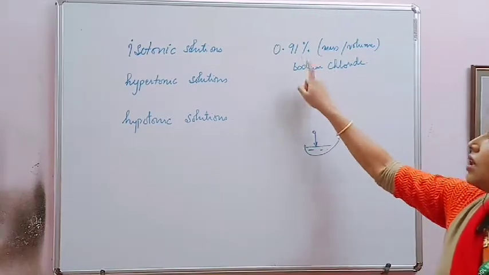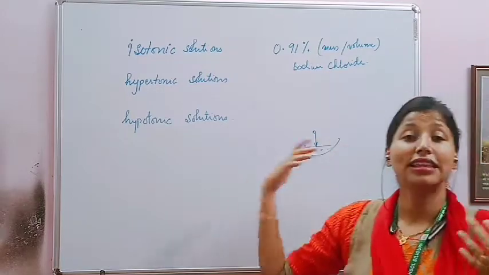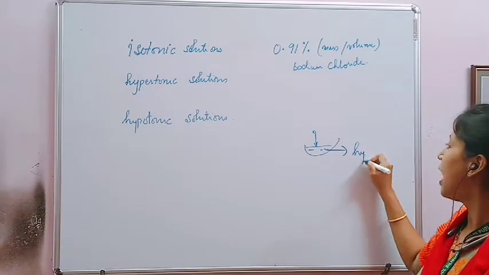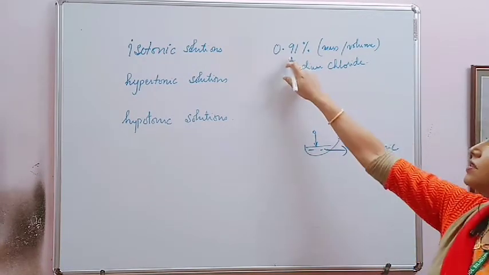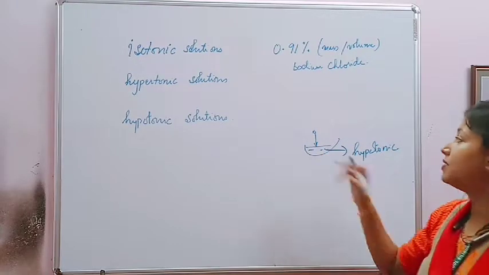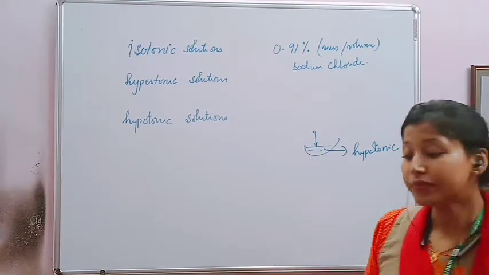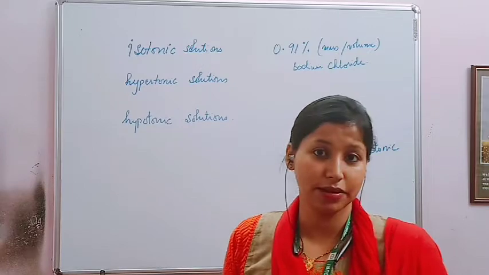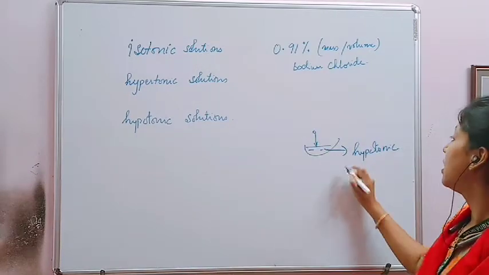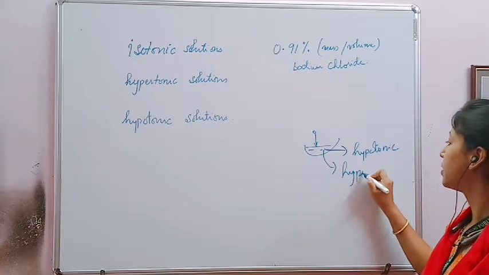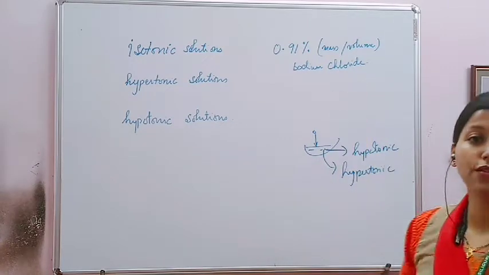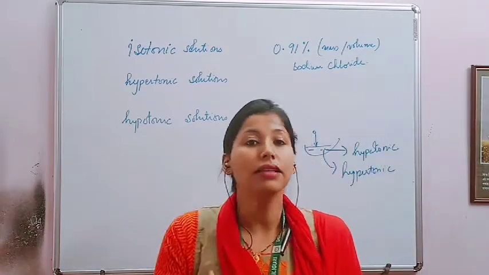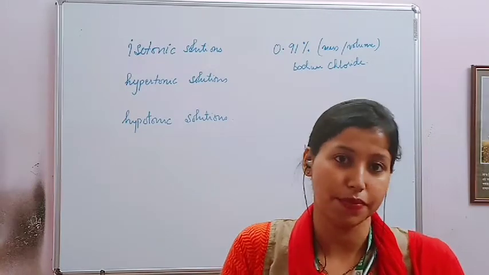Next, if you take a solution whose concentration is less, that means below 0.91%, that means this is hypotonic. Concentration is below 0.91%, and you place the red blood cells. What will happen? Water will flow into the cells and the cells will swell and they might burst. At the same time, if you take a hypertonic solution, that means concentration is greater than 0.91%, water will flow out of the red blood cells, and the cells will shrink or they might collapse.